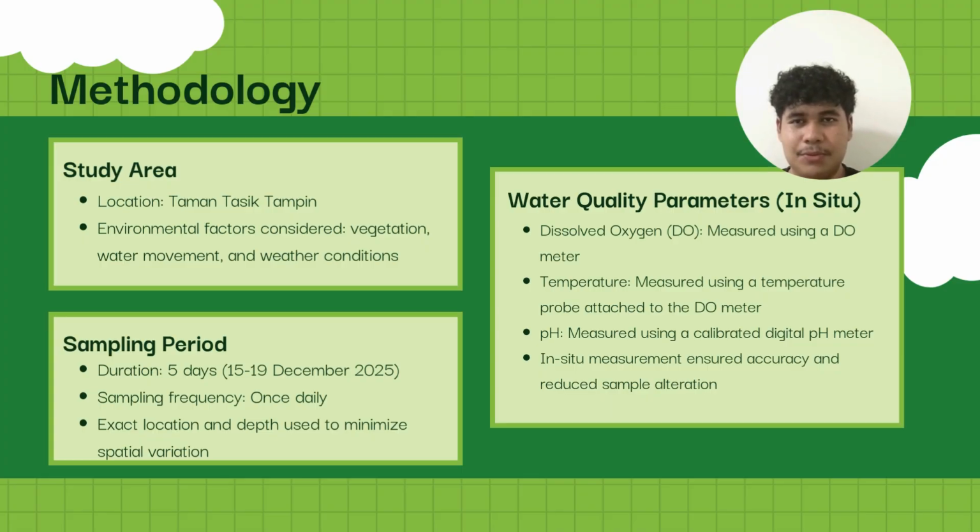Assalamualaikum. My name is Mama Asif Skandar bin Mama Azmi. I will continue the methodology part. The first one is the study area, which is located at Taman Tasik Tampin. The environmental factors considered are vegetation, water movement, and weather conditions. For the sampling period, we took 5 days, from 15 until 19 December 2025. The sampling frequency was once daily. The exact location and depth were used to minimize the spatial variation.